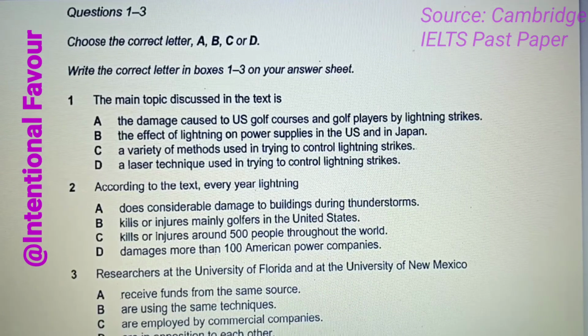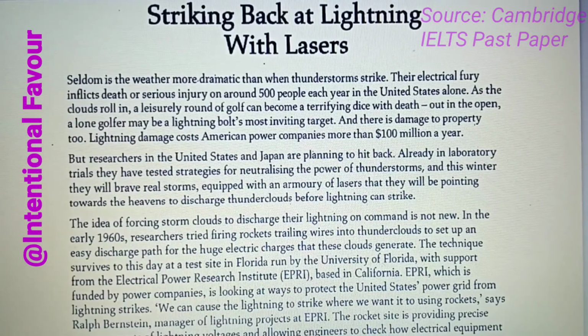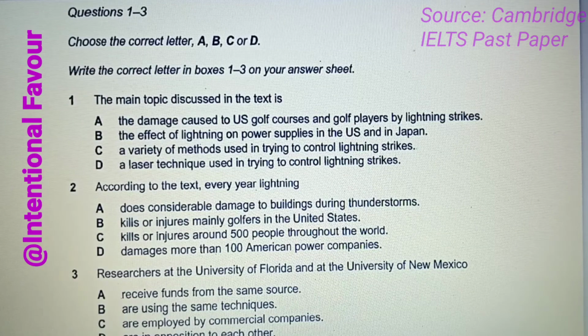According to the text, every year lightning, what does lightning do every year? You can easily say, oh, lightning every year, that the damage from lightning costs American power companies more than 100 million a year. Yeah, that is what will come to your mind. But look at the options. Does considerable damage to buildings during thunderstorms, kills or injures mainly golfers in the United States, kills or injures around 500 people throughout the world, damages more than 100 American power companies.